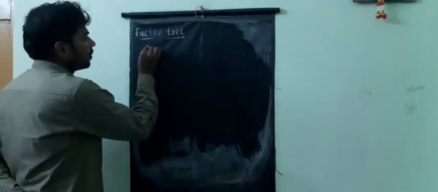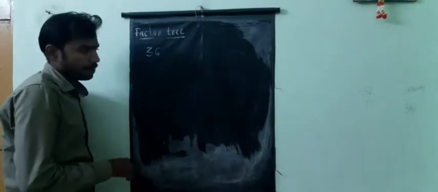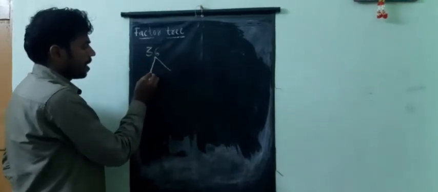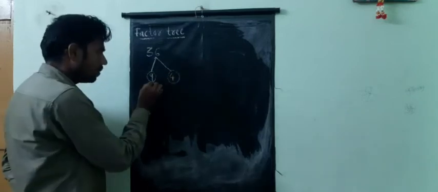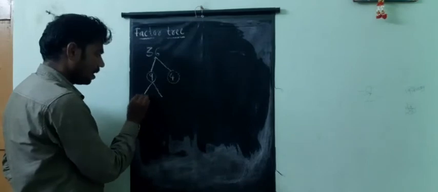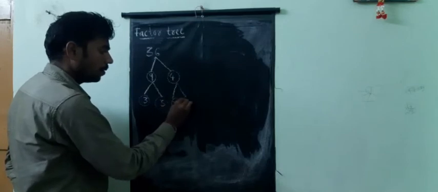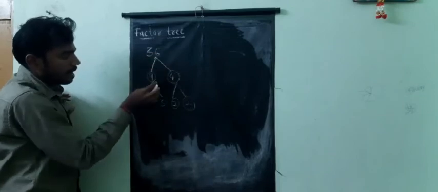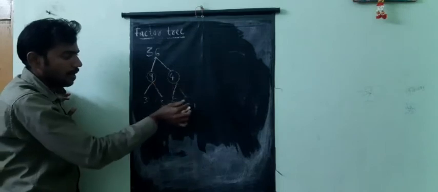Next concept is factor tree. So it is similar to the previous one, but we need to express it in the form of a tree. 36 can be written as 9 into 4. 9 4s are 36. Again 9 can be written as 3 into 3. 4 can be written as 2 into 2. So the branch will stem out like this. See, 36 can be written as 9 into 4. Again 9 can be written as 3 into 3. 4 can be written as 2 into 2.